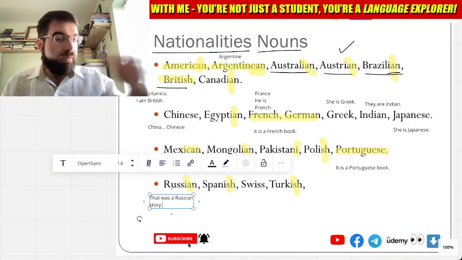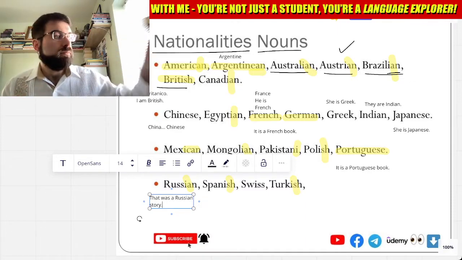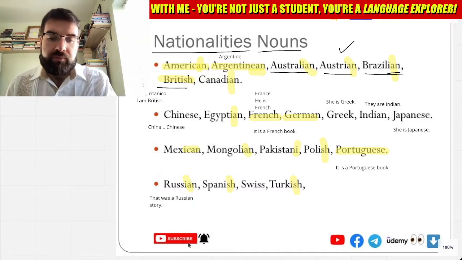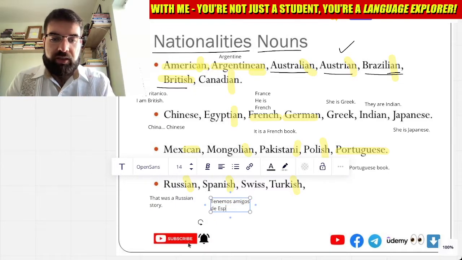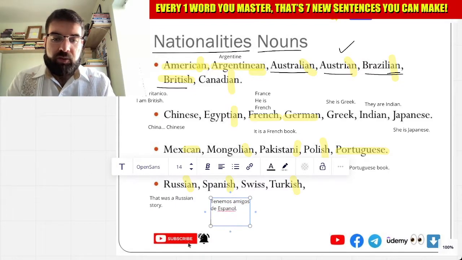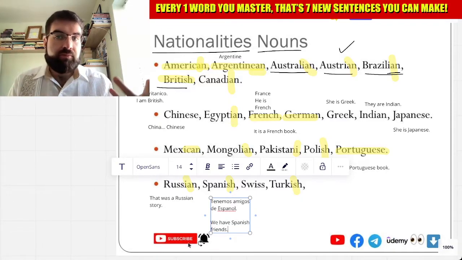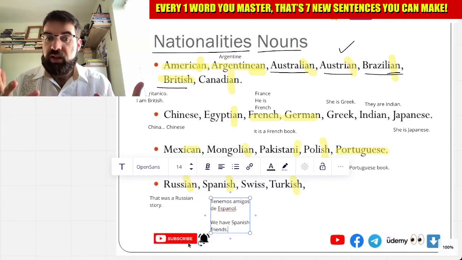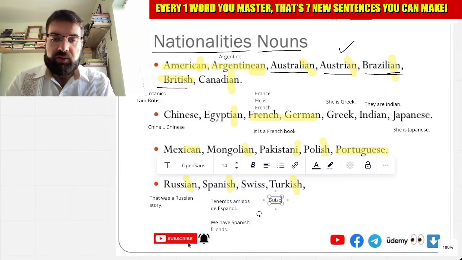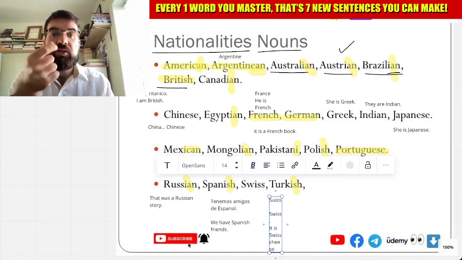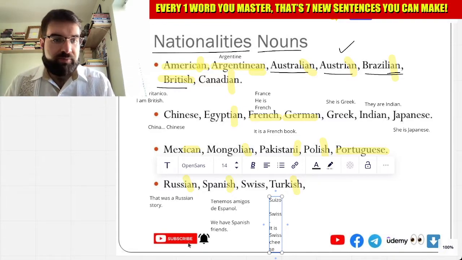En español, Spanish. Tenemos amigos de España or español. We have Spanish friends. Muy bien. Suizo. Swiss. It is Swiss cheese, for example. Queso de Suiza.